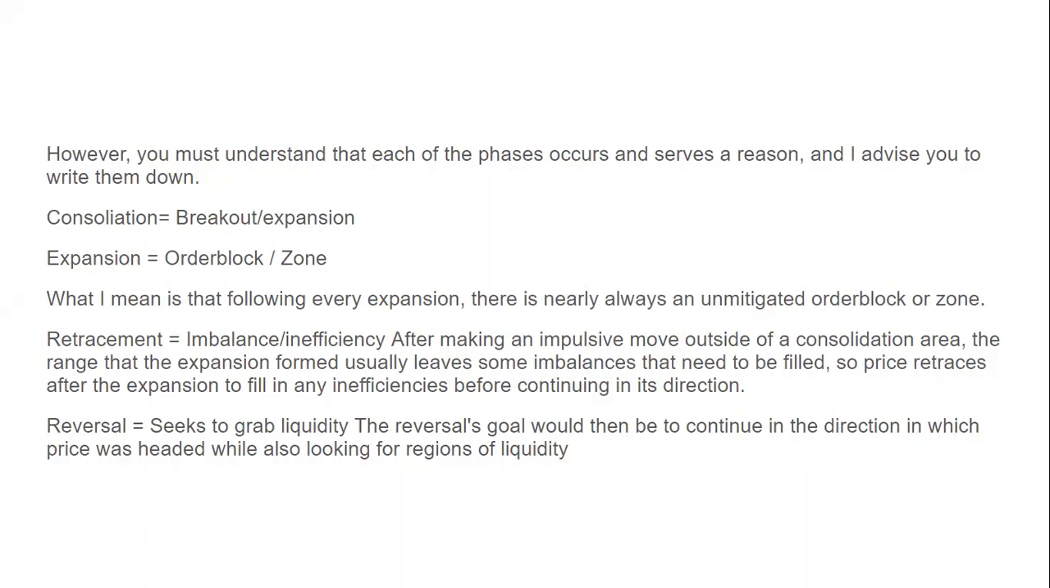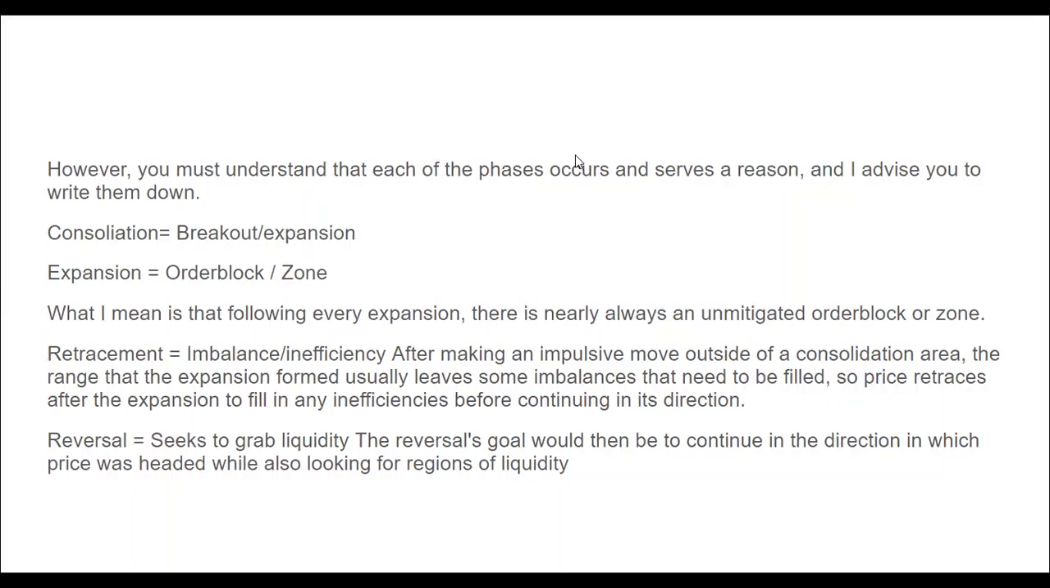All right. So after that breakout, don't forget that our breakout is something known as expansion. So when price breaks out, which means that when price expands, what do you look for in your expansion? You look for your order block. I believe I explained order block yesterday. What I mean is that following every expansion, there is nearly always an unmitigated order block zone. Please take note of this.